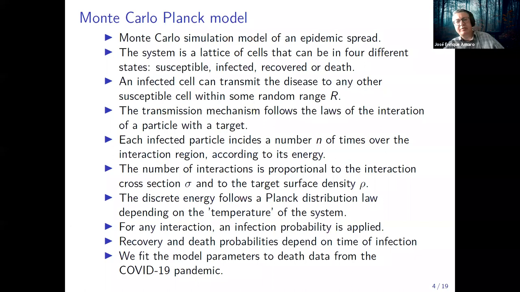The Monte Carlo Planck model is just a simulation model of an epidemic spread. We use a lattice of cells that can be in four different states: susceptible, infected, recovered, or dead. An infected cell can transmit the disease to any other susceptible cell within some random range R. This transmission mechanism follows the laws of the interaction of a particle with a target, as in nuclear physics or particle physics. Each infected particle interacts a number n of times over the interaction region according to its energy. More energy, more interactions, okay?